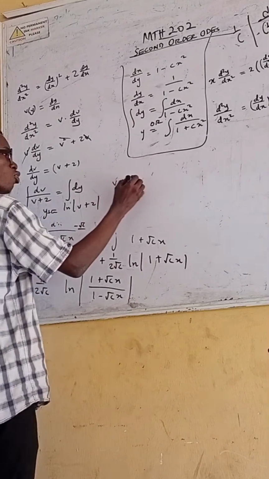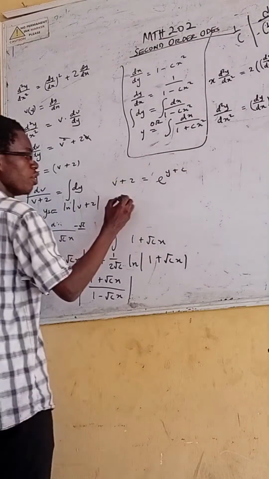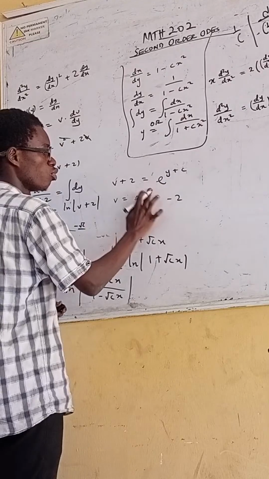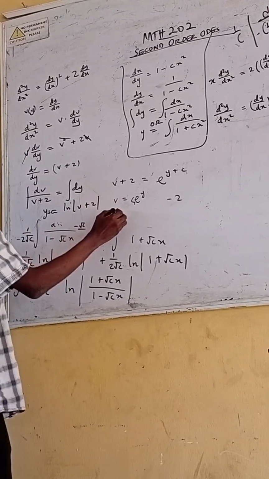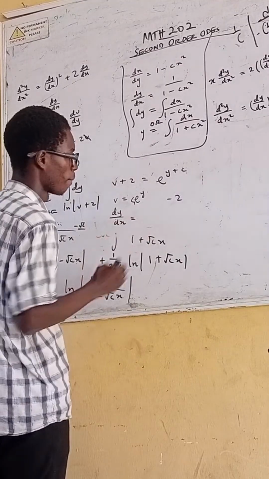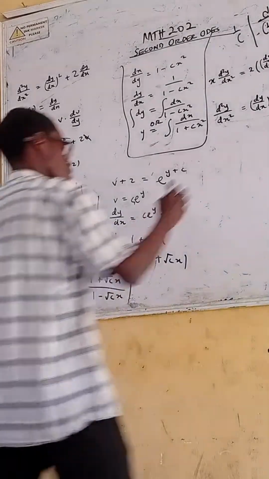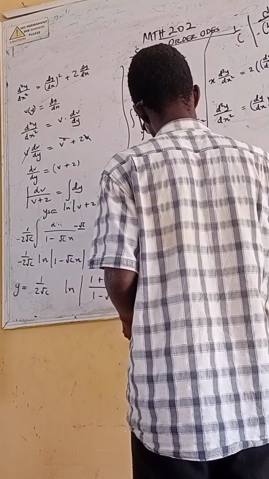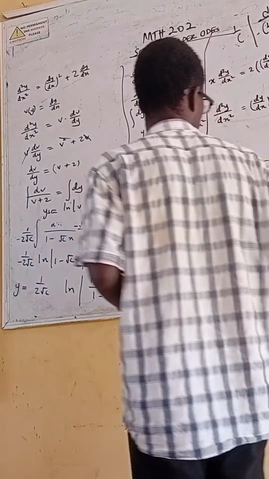So it means v plus 2 equals e raised to power y plus c. v equals e raised to power y plus c, minus 2. I can turn this e to the c into a constant c. So v, which is dy/dx, equals c e raised to power y minus 2. We can still separate this one again and finish it off and say dy over c e to the y minus 2 equals dx.